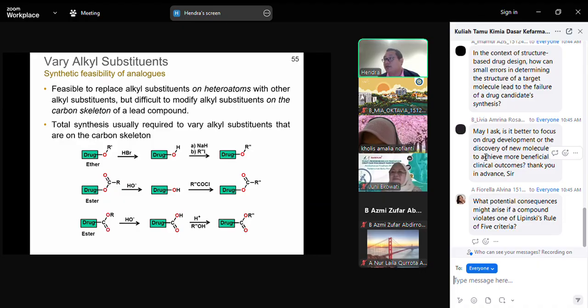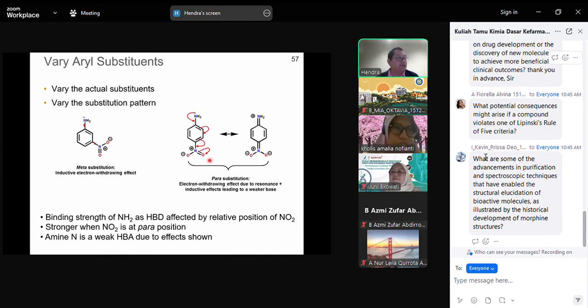Gimana caranya mengubah senyawa obat yang chiral menjadi achiral? Jika diubah menjadi achiral, apakah masih akan berfungsi? Right. Thank you for the question, Shakila.